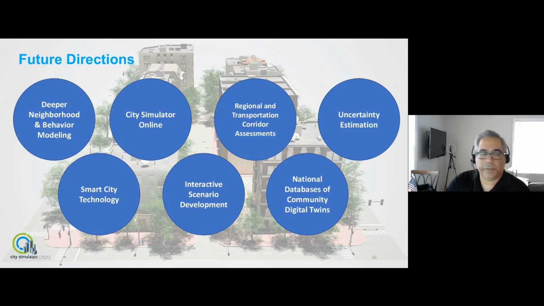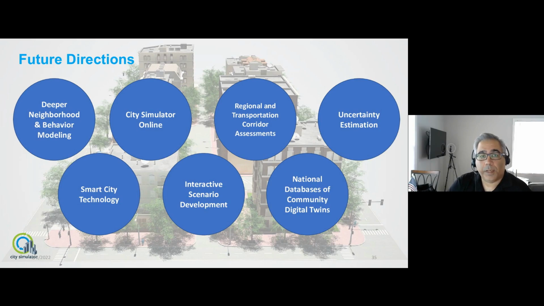Future directions for City Simulator and Seaport Simulator. We are expanding in lots of directions. There's deeper neighborhood and behavior modeling, so we're getting into more detail to understand how activities like commerce are impacted. There is smart city technology. There's a lot of smart parking, electric vehicles, and so on that people are proposing and prototyping that they want to try out in the simulator to see what impact they really have on a large scale.